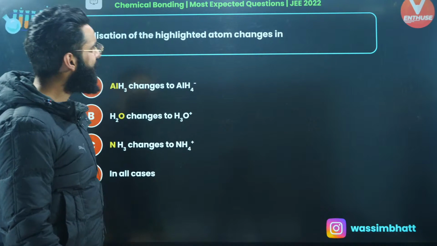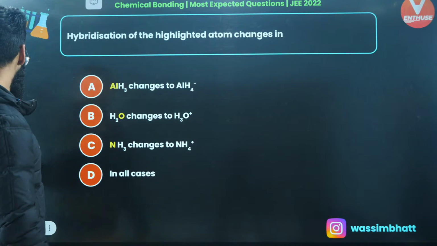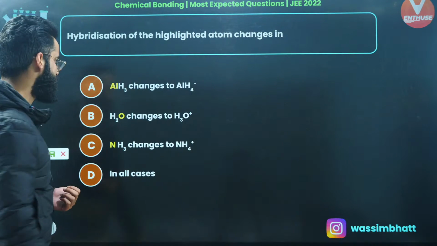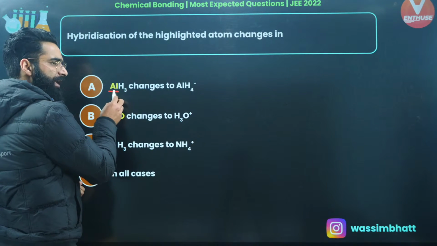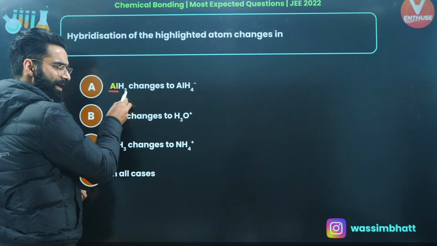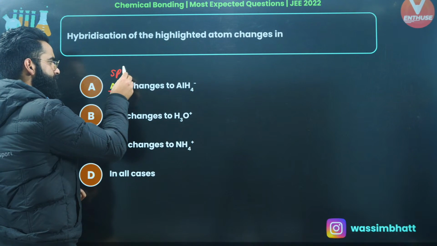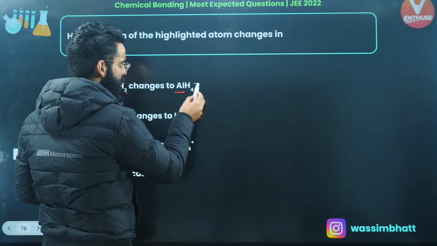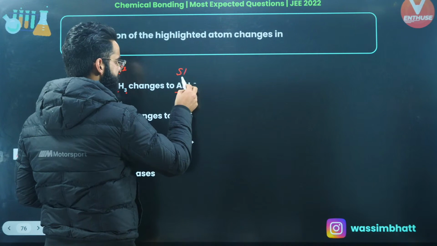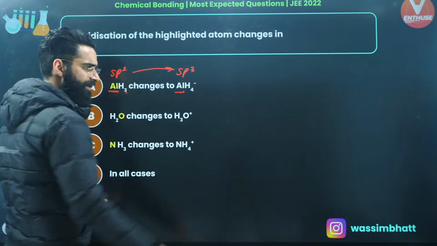Hybridization of the highlighted atom changes in. Wherein do you see the hybridization changes for the highlighted atom? Aluminium, it is forming 3 sigma bonds, right? It's forming 3 sigma bonds, no lone pair, so sp2, right? AlH4 negative, it's forming 4 sigma bonds, it's sp3. So in the first one only the hybridization is changing.